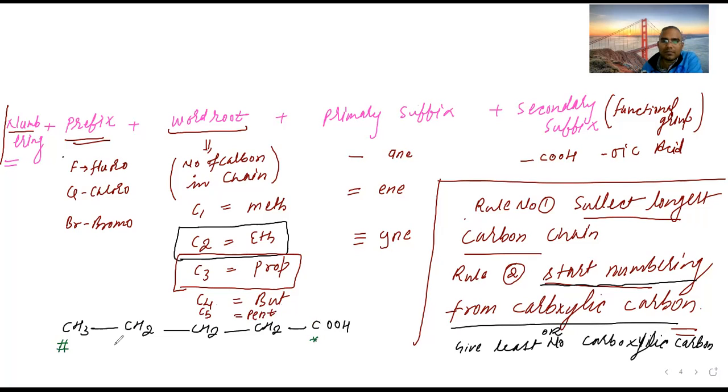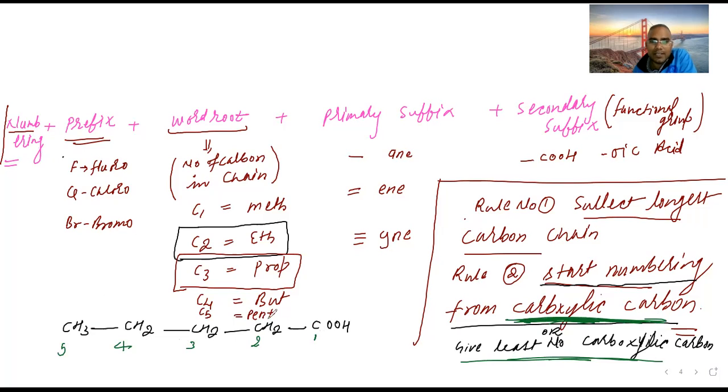From the star, yes, very good. We have to start the numbering from the star. Why? Because this is the carboxylic group. So start numbering from the carboxylic group, as rule number 2 says: start the numbering from the carboxylic carbon, or give the lowest number to the carboxylic carbon. So this one is 1, here is 2, this is going to be 3, this is 4, and here it is going to be 5. So numbering we have done.